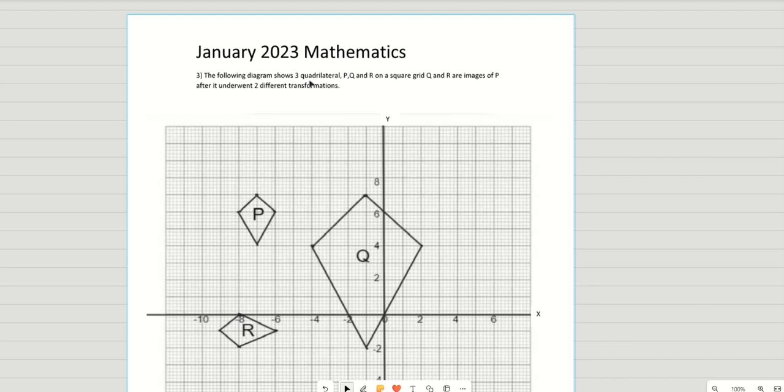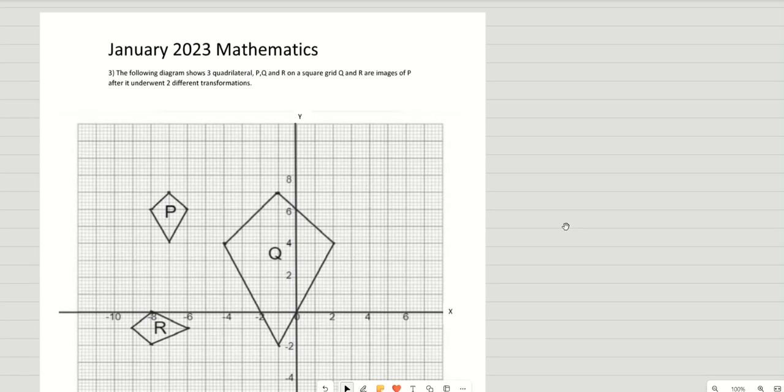PQR on a square grid. P and R are images of P. So we have P and we have Q and R. These are the images after undergoing 2 transformations. Now, let's go through the types of transformations they bring for CSEC.